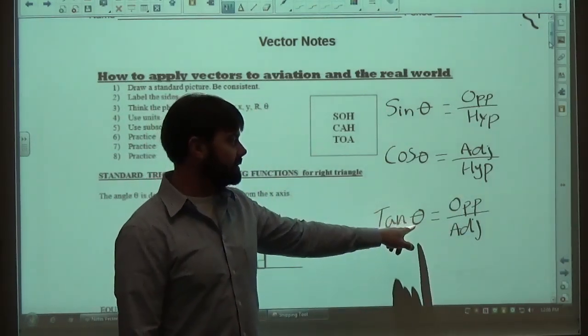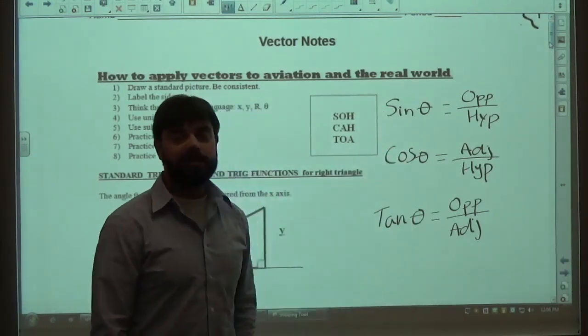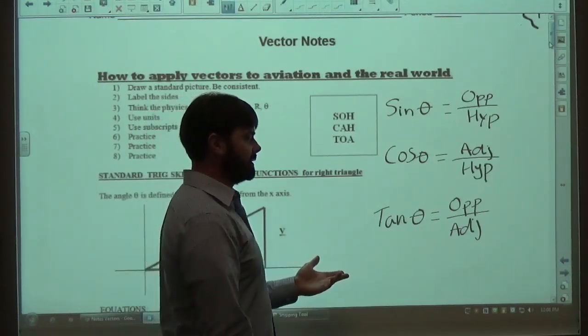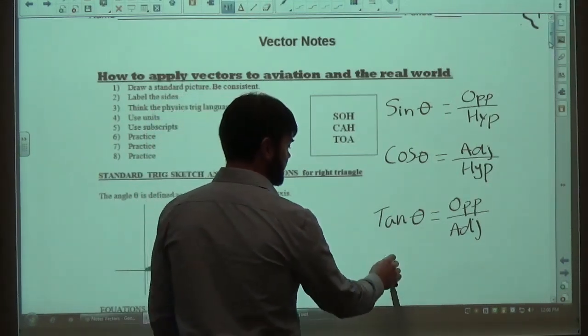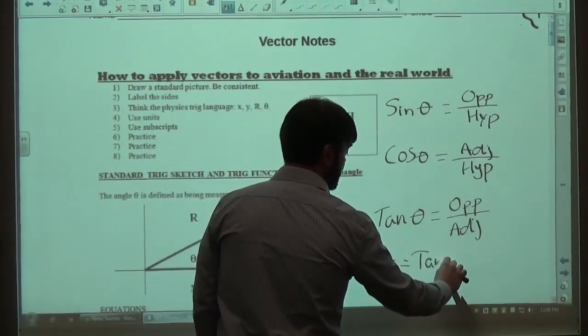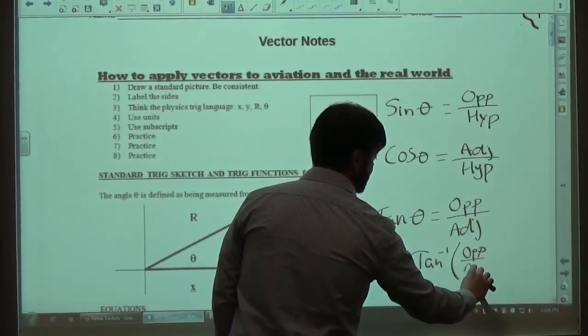It is also possible to solve for theta if you use the inverse of any of these functions. For example, if I want to figure out what theta is, if I don't know the angle but I do know the sides, I can take the inverse tangent of opposite over adjacent.